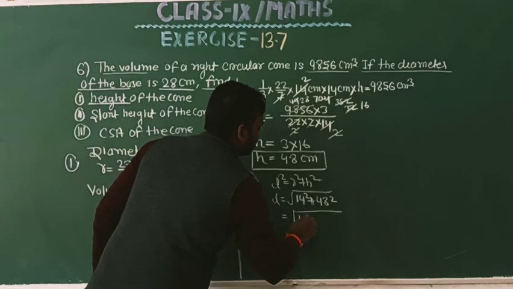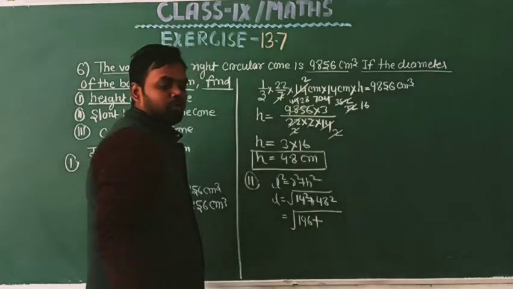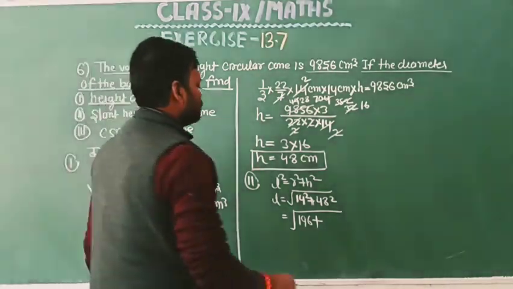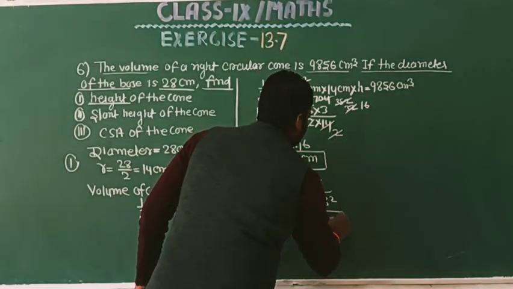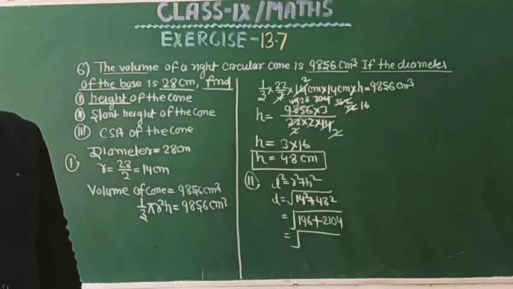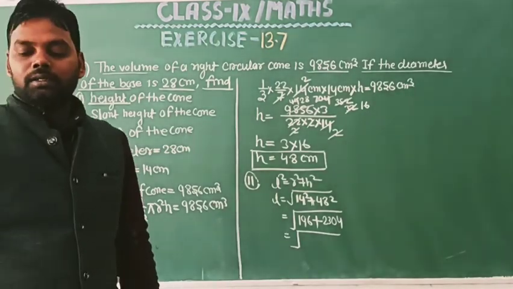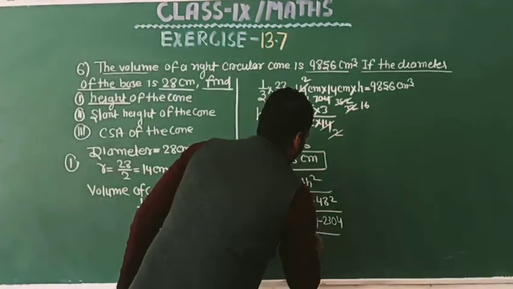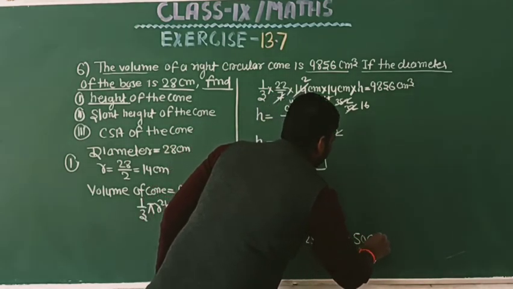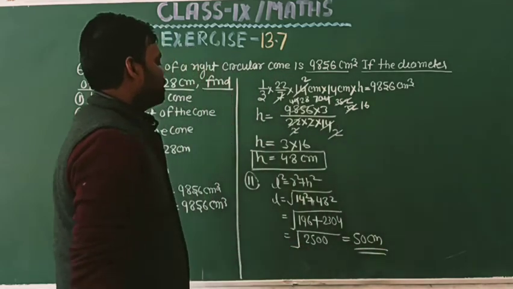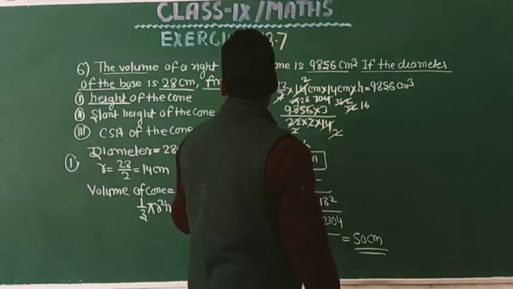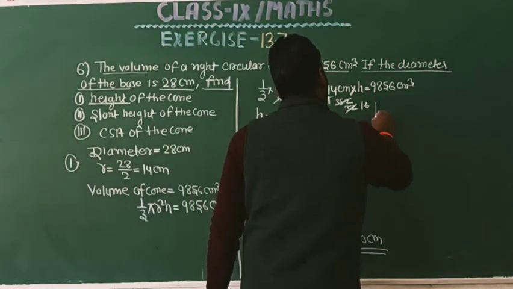And 14 square is 196 plus 48 square is 2304, and this is overall 2500, which is equal to 50 centimeter. Okay, so the slant height is 50 centimeter. The required slant height of the cone is 50 centimeter.